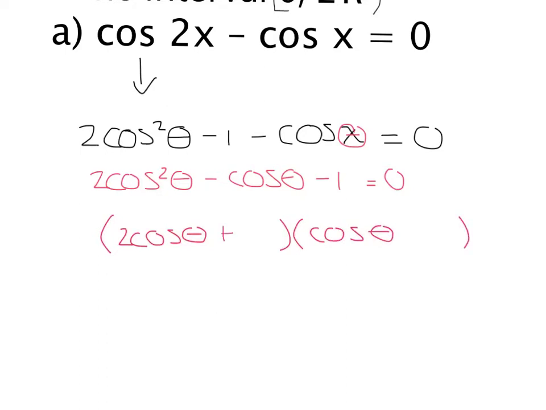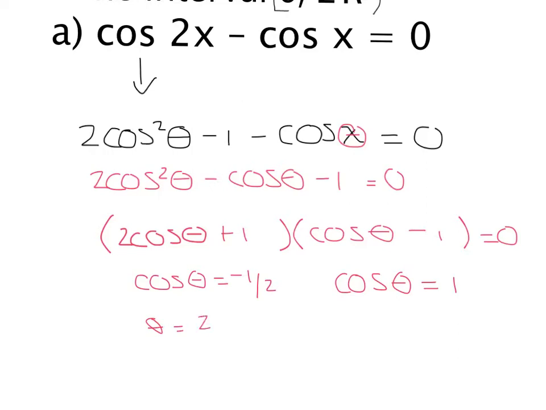Good, here we get plus 1 minus 1 equals 0. Alright, so here we get cosine theta equals negative 1/2. On the unit circle, I know that in quadrants 2 and 3, cosine's negative. In terms of pi over 3, I'm going to have a half for cosine. So that's going to be 2 pi over 3 and 4 pi over 3.